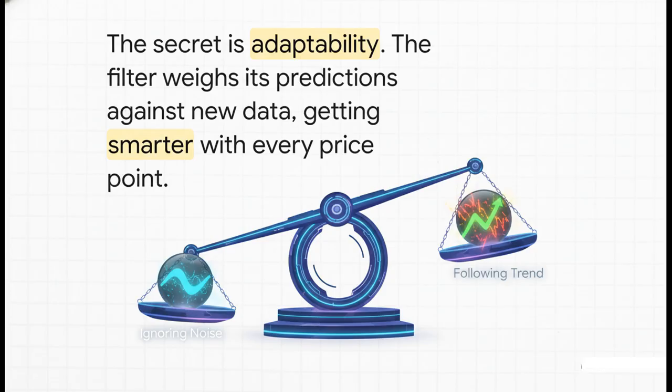And this, right here, is the absolute magic of it. It's all about adaptability. Unlike a moving average that's stuck in its ways, the Kalman Filter is constantly learning. When the market gets noisy, it learns to trust its own predictions a little more. When a real, strong trend emerges, it pays more attention to the new price data and snaps into action. It gets smarter with every single trade.